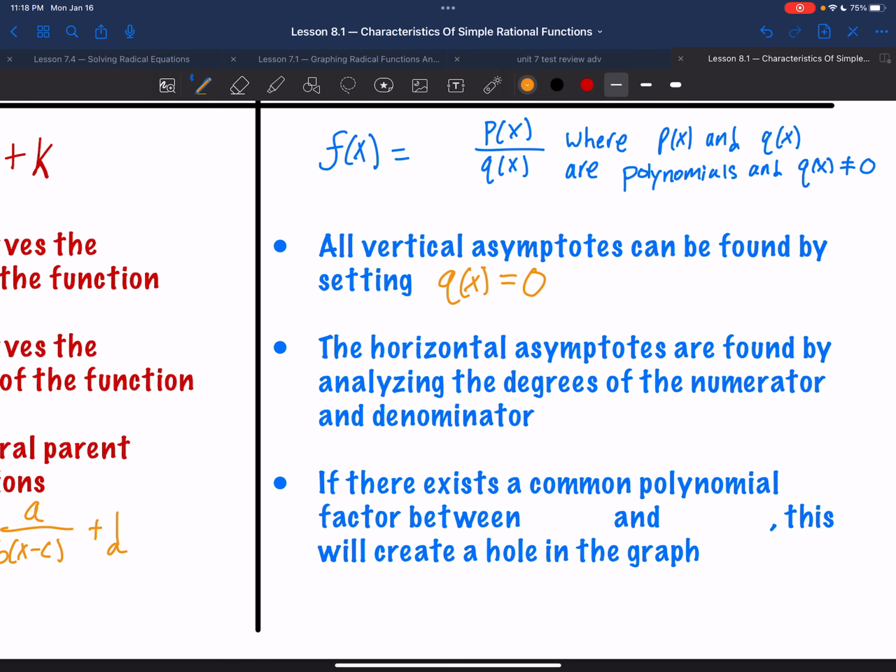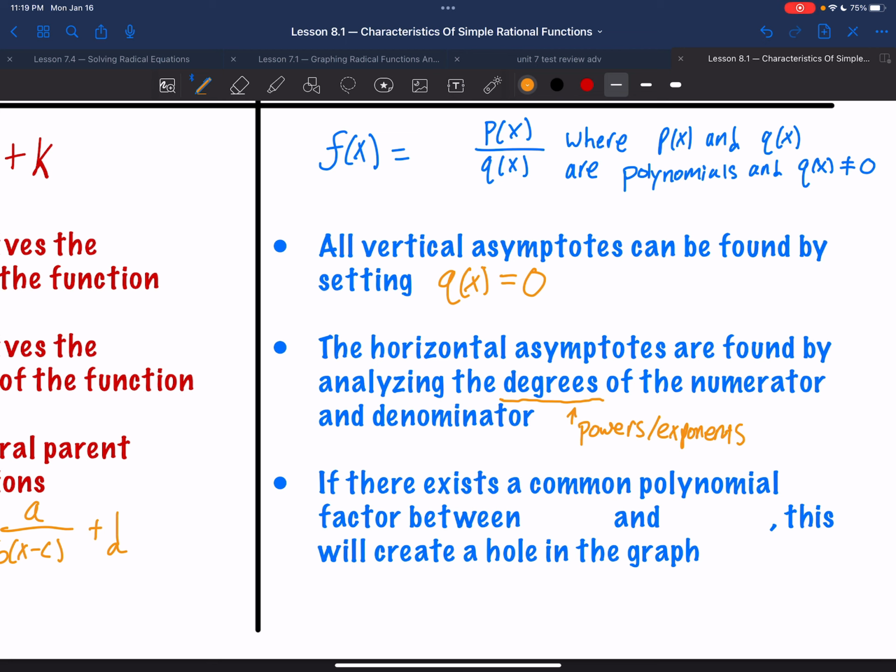The horizontal asymptotes are found by analyzing the degrees of the numerator and denominator. And when I say degrees, that means the powers, the exponents. There are 3 rules for analyzing the degrees. We're not talking about them in this video, but I'm just giving you a heads up.